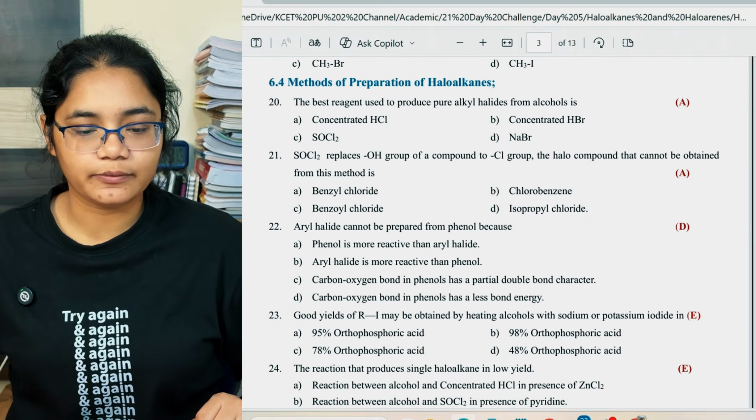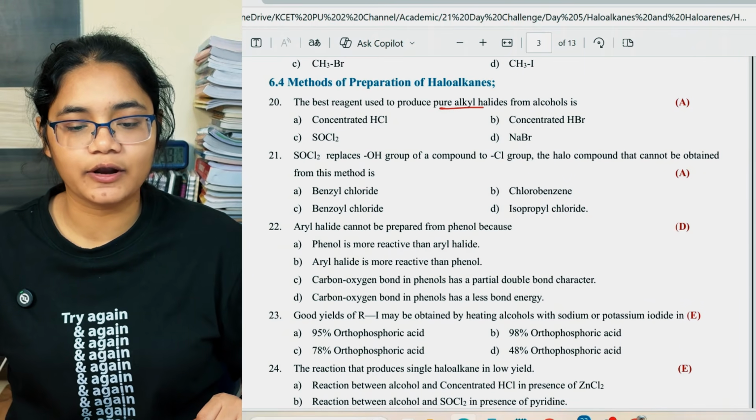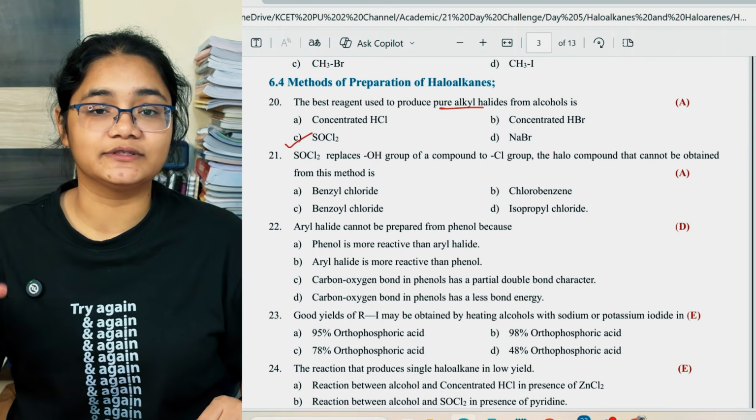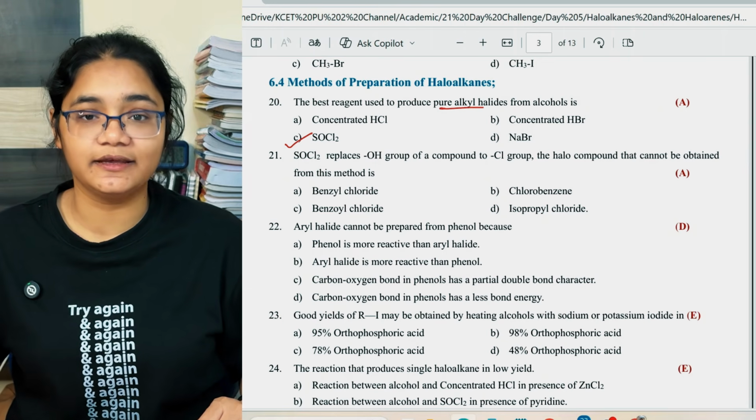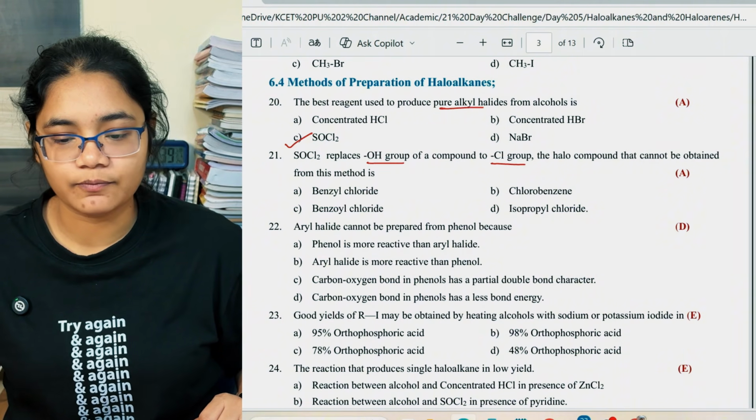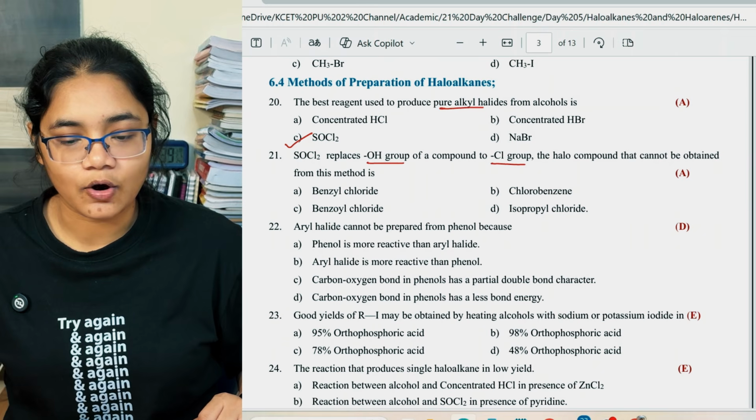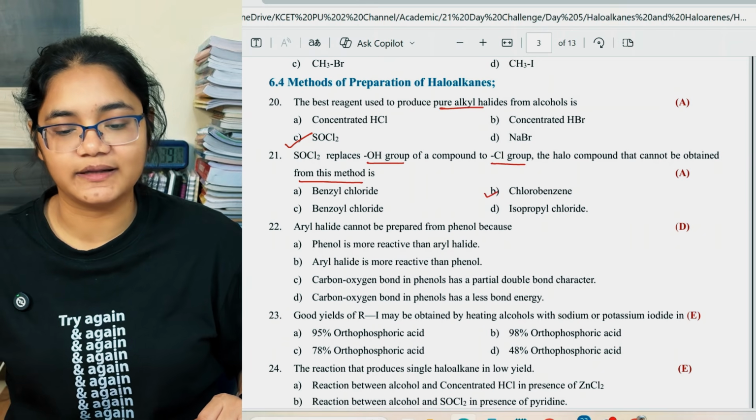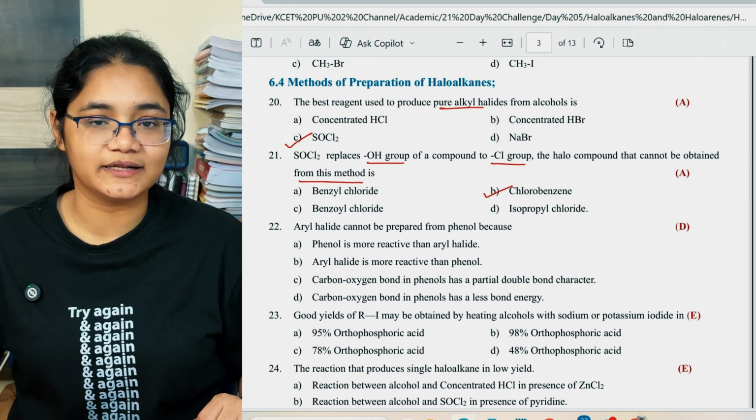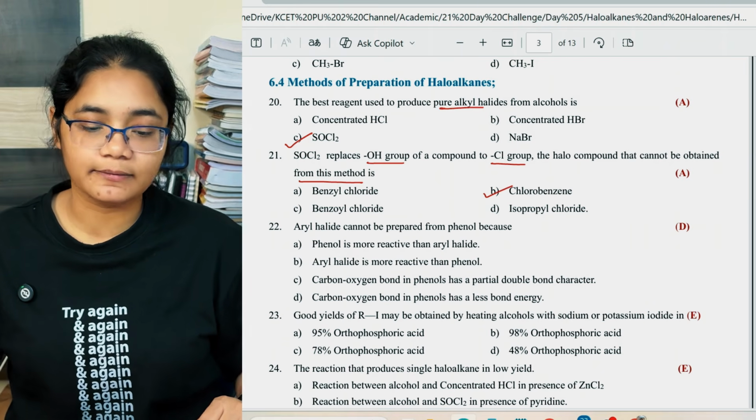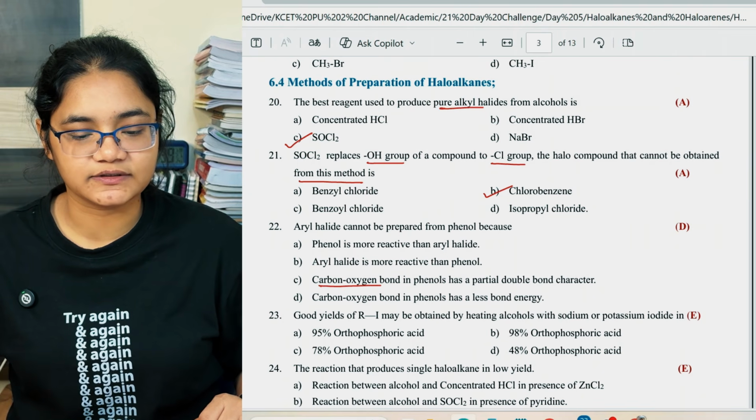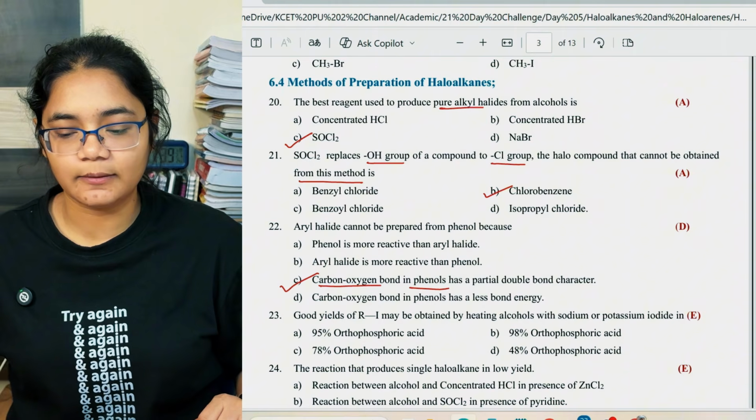Now coming to question number 20, the best reagent used to produce pure alkyl halides is SOCl2 because it produces gaseous byproducts which can easily evaporate. Next, SOCl2 replaces the OH group of a compound with a Cl group. The halo compound that cannot be obtained from this method is chlorobenzene, okay? Because you cannot directly react SOCl2 with phenol to give chlorobenzene. Aryl halides cannot be prepared from phenol because the carbon-oxygen bond in phenols has a partial double bond character.